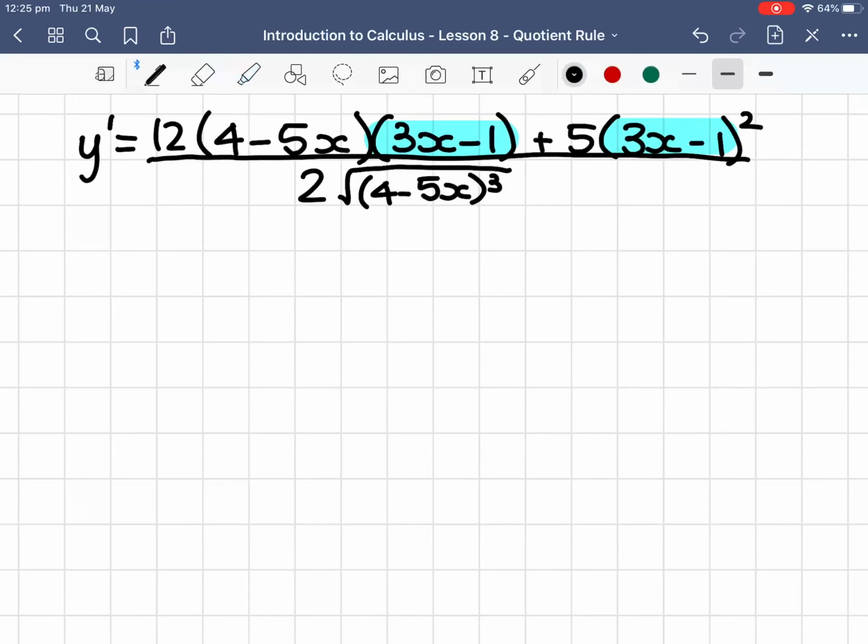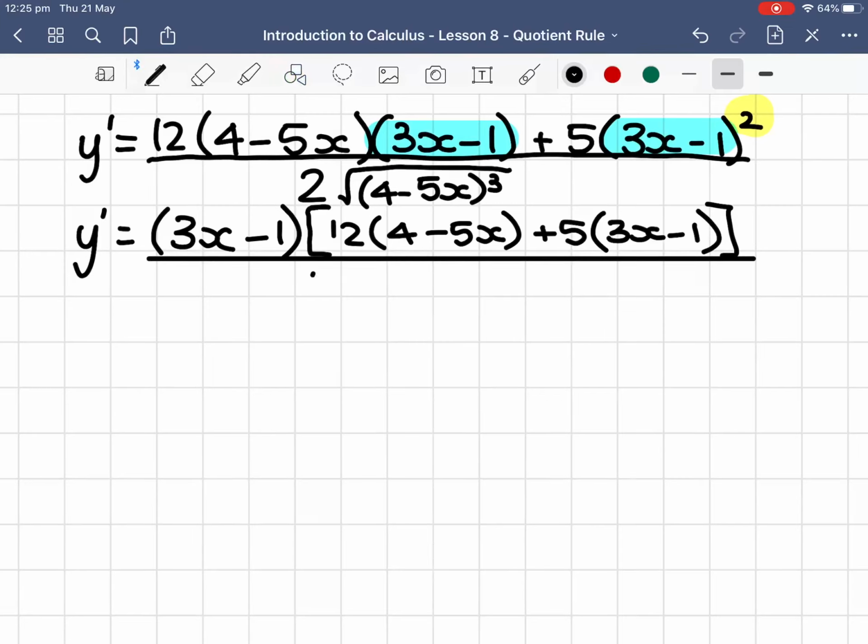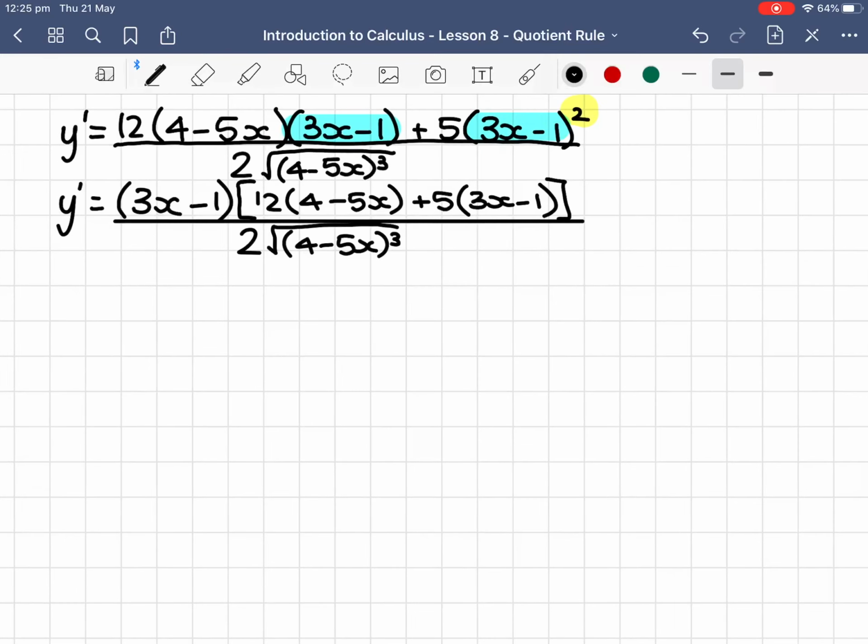As you can notice on our numerator, we have the 3x minus 1 and the 3x minus 1 are the same in both terms. So we can bring that out the front as a factor, and then we just have left our 12 times 4 minus 5x plus our 5 times, there's only one of those there, so we still have one left because we have it squared, 5 times 3x minus 1, all over our denominator of 2 root 4 minus 5x all cubed.